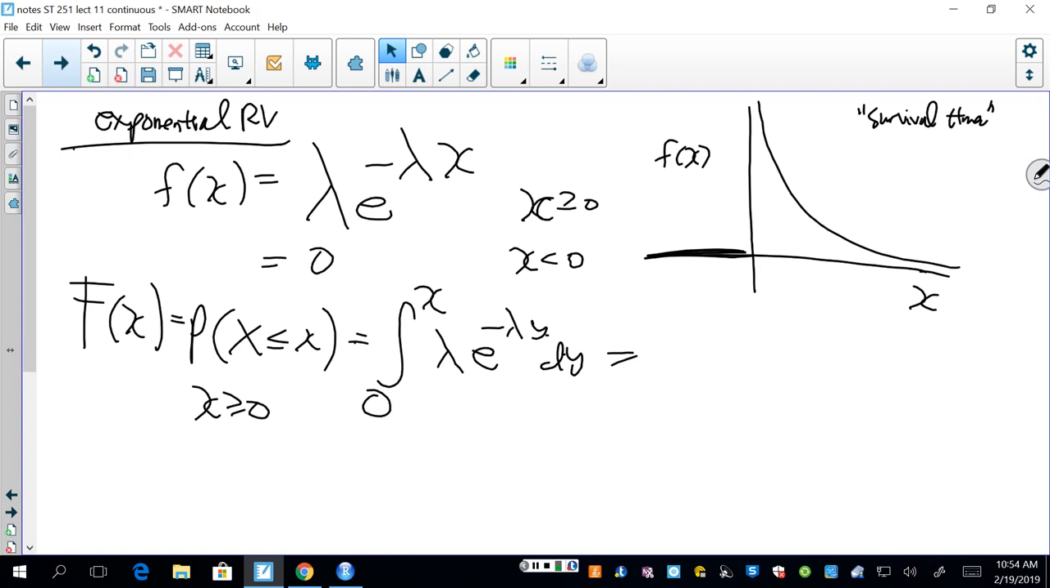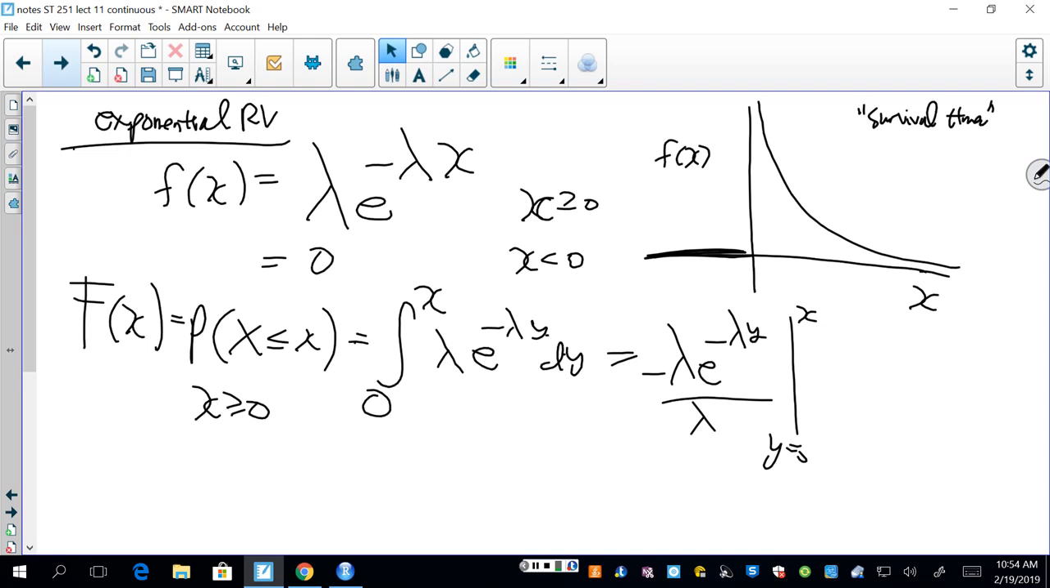So the integral of e to a power is that thing again, divided by the derivative of the thing that's in the exponent up the top. So it becomes lambda e to the negative lambda y, and you divide by the derivative of this thing, so there's a negative lambda in here. And then you evaluate that at the values of y equals 0 and x. The lambdas cancel.